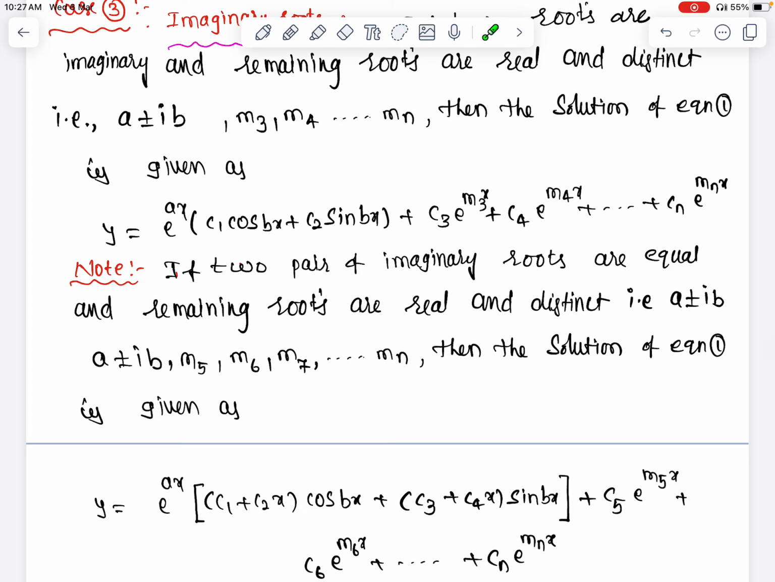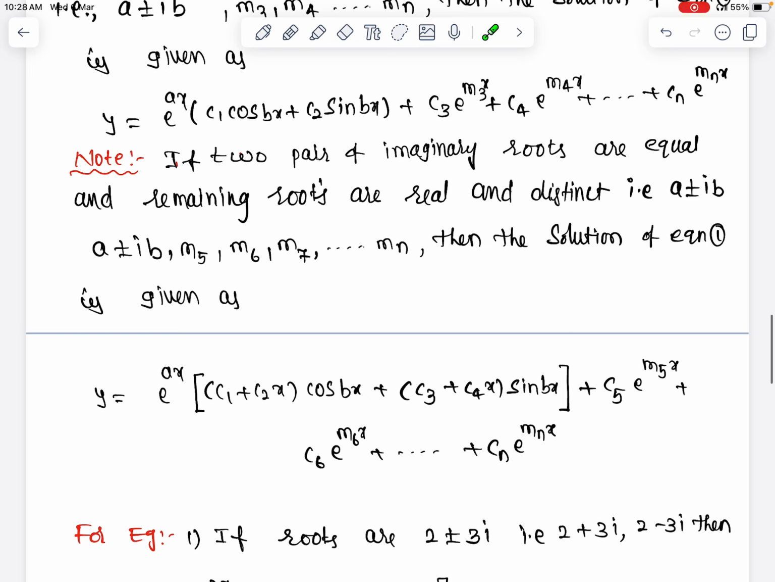Next, sometimes we may get repeated roots in imaginary also. In that case, two pairs of imaginary roots are equal. We make it like this: a plus or minus ib, a plus or minus ib. These two pairs are the same. Here how many roots are there? Totally four roots, since plus or minus with plus or minus means four roots. Remaining roots are real and distinct.